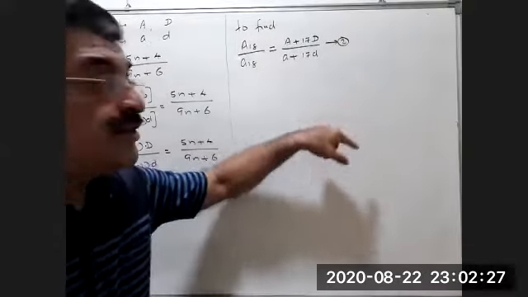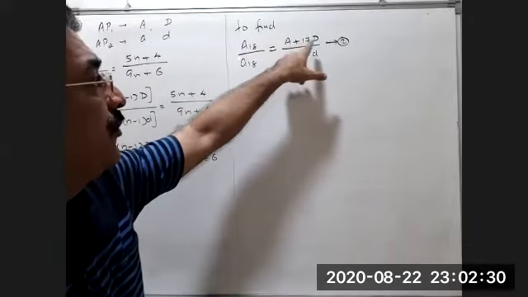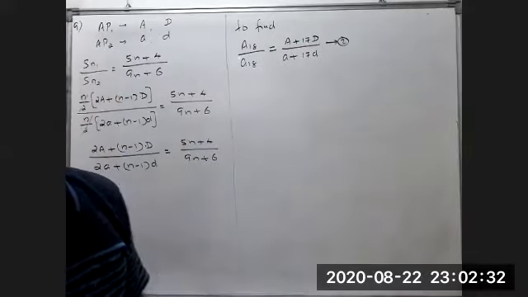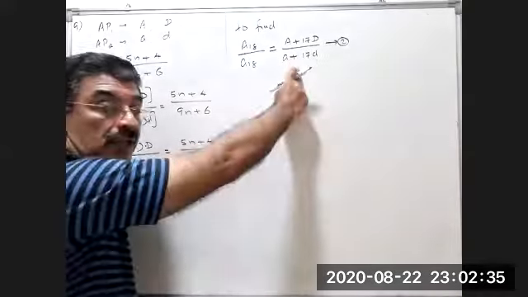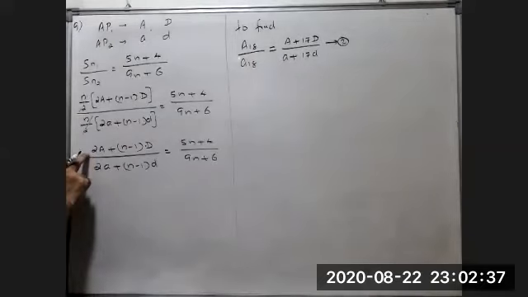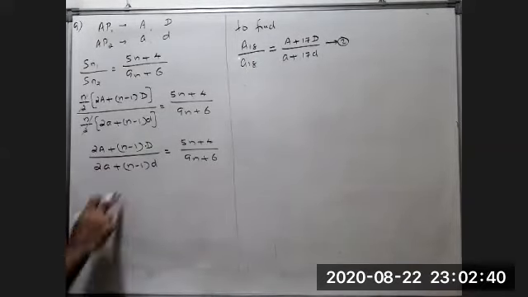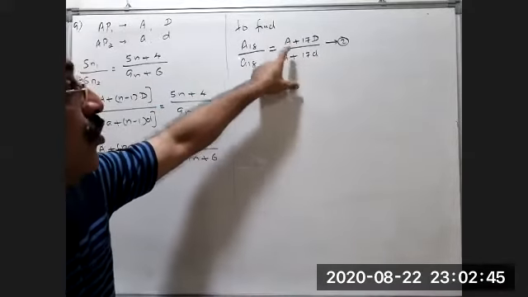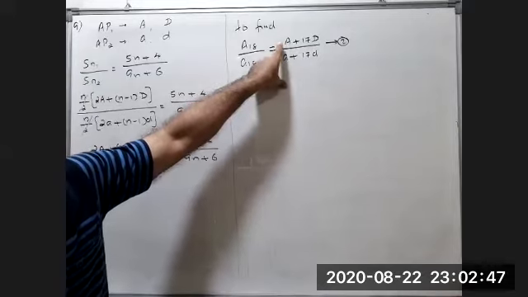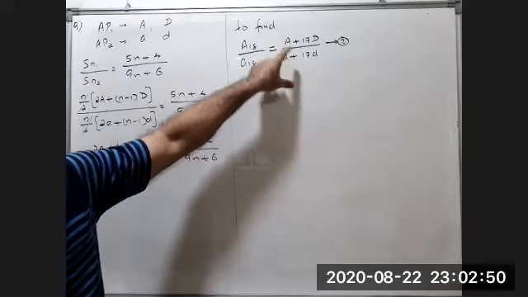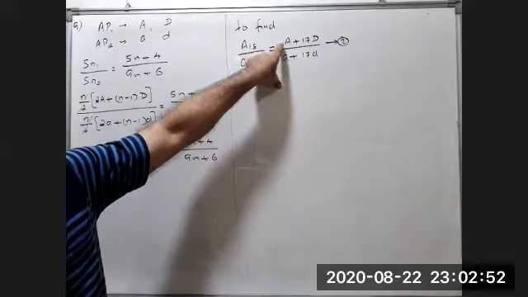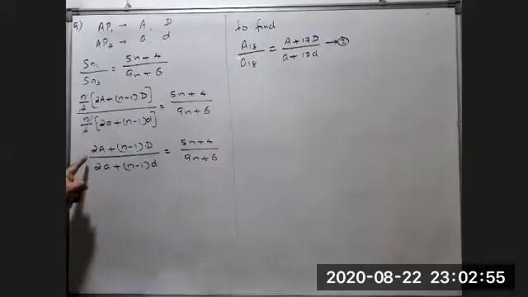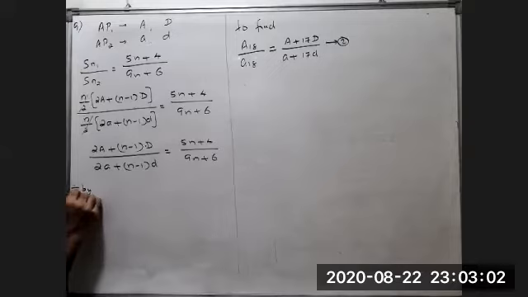So our aim is to find this ratio. That means A plus 17D over A plus 17D. This is our required thing. Now see here, 2A plus (n minus 1)D over 2A plus (n minus 1)D. In the required formula, we need the coefficient of A as 1, whereas here the coefficient of A is 2. So to make it the same, what do we do? Dividing by 2.